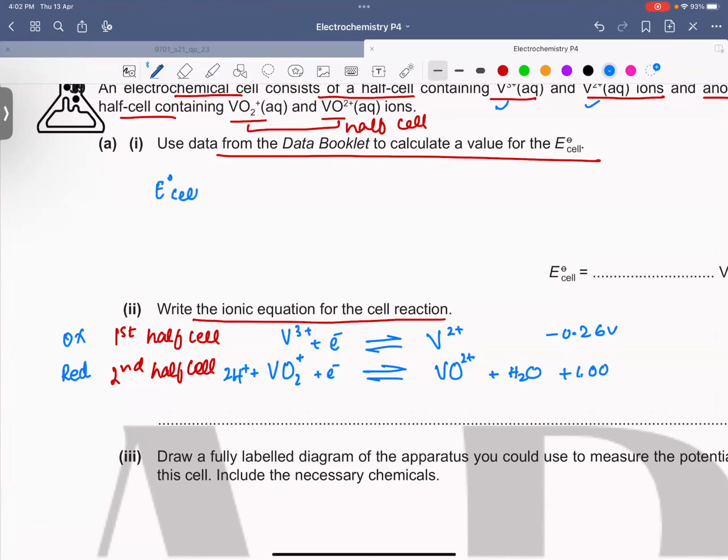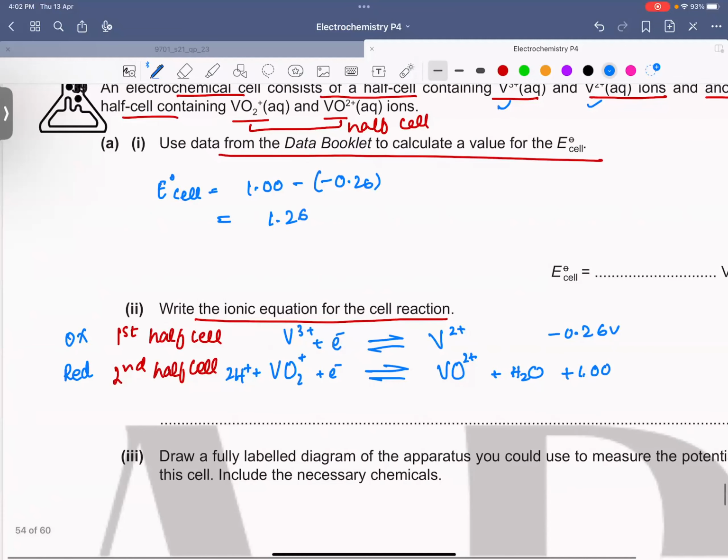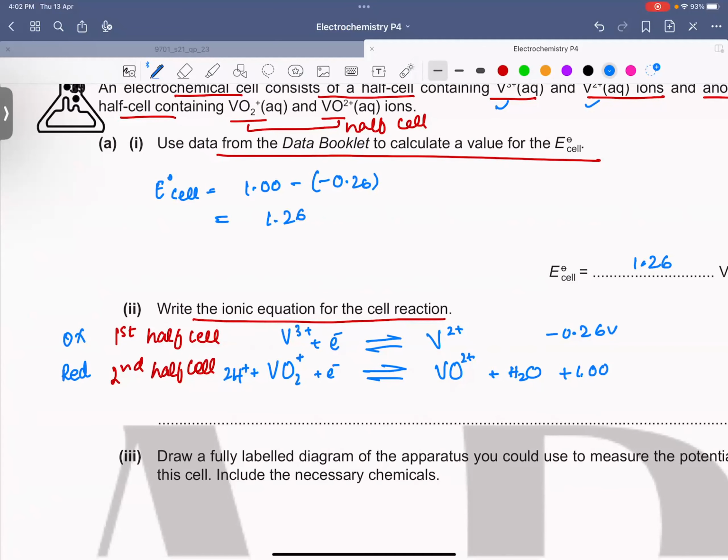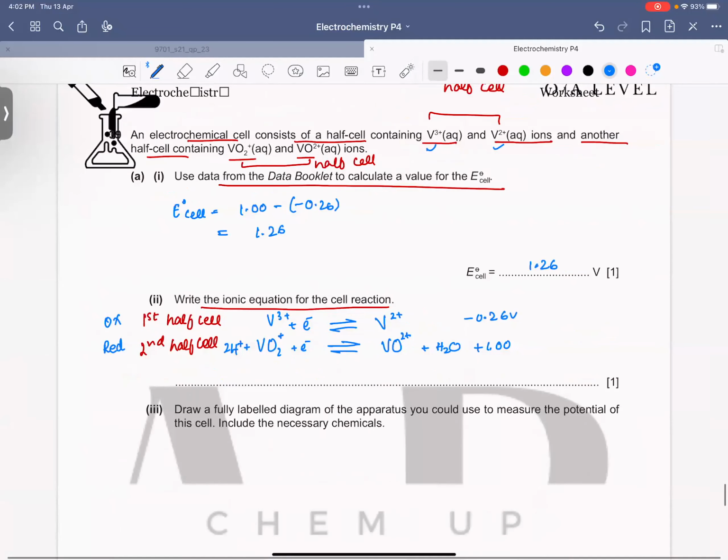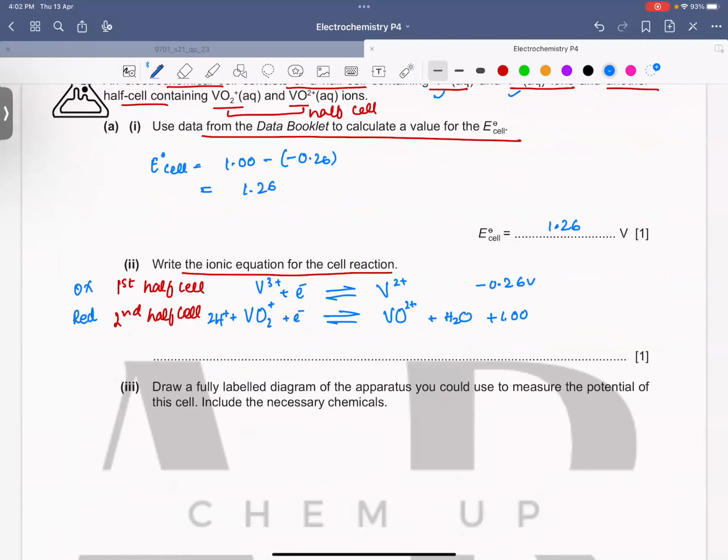So E naught cell is equal to 1.00 minus 0.26. So it is 1.26 volt. Okay. Now draw a fully labeled diagram of the apparatus you could use to measure the potential of the cell, including the necessary chemicals.